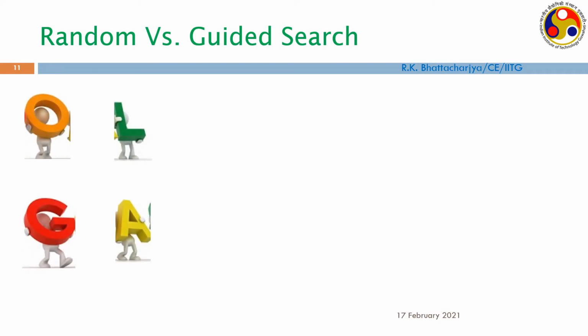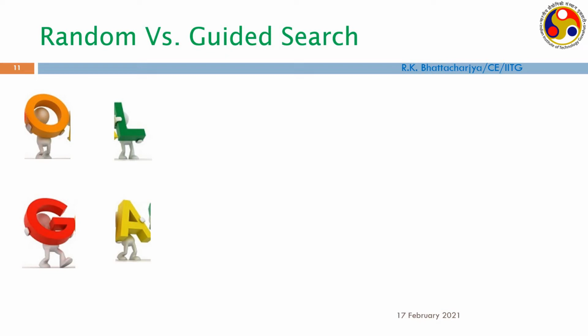Random versus guided search. Now I can give you an example problem. Suppose you have these four letters: O, L, G, A. You are asking somebody to make the word GOAL. Because you can look at it, if I ask you to take these four blocks and make the word goal, you can do it.